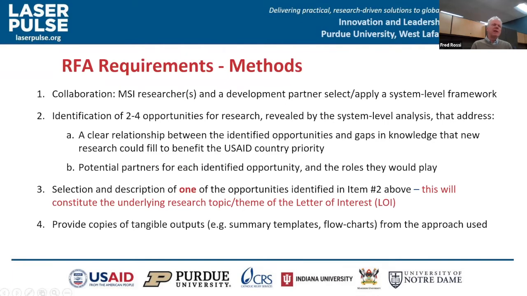So Betty covered the RFA requirements. I've taken these directly from the RFA, and the key takeaway from the bullet points is that you will need to use some type of system level analytical framework for identifying 2 to 4 opportunities for research that are tied to the country priority needs as outlined by USAID. This is bullet 2 on the slide. From these identified opportunities, you will then choose one that will be the focal point of your research proposal.